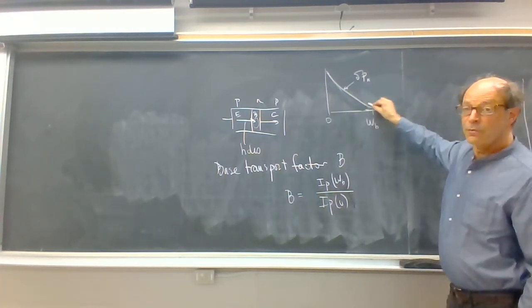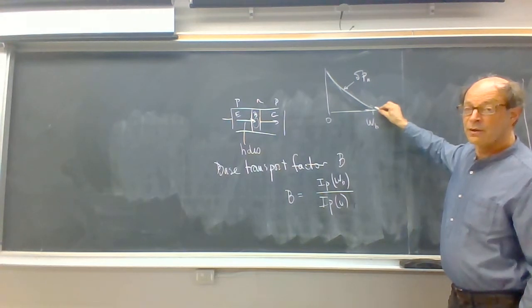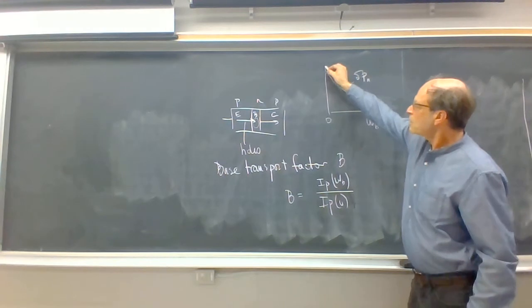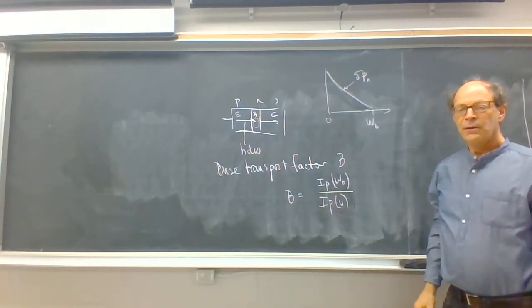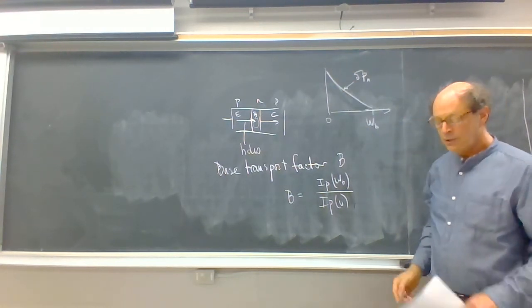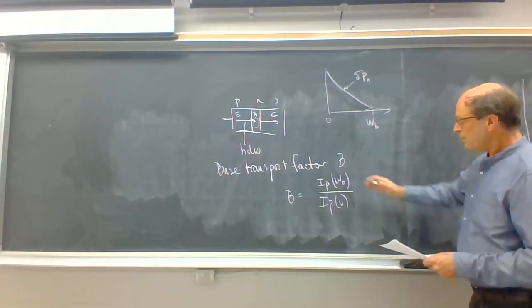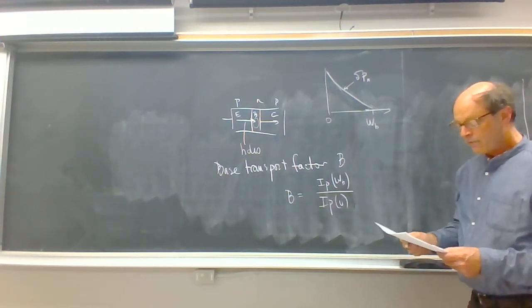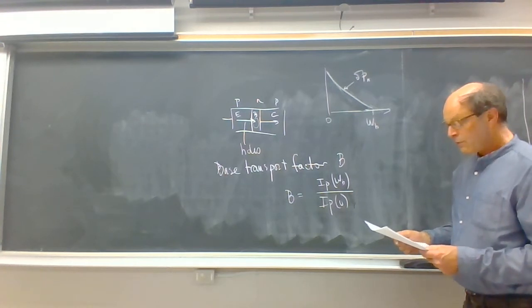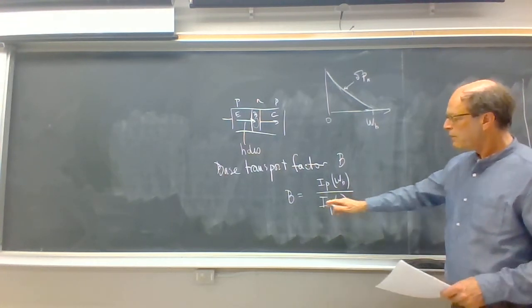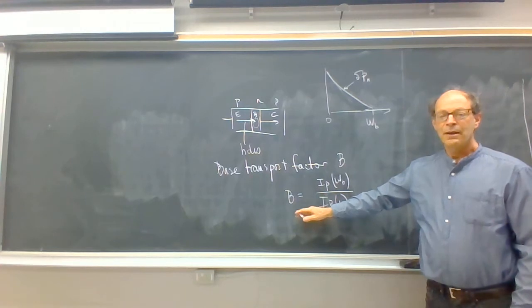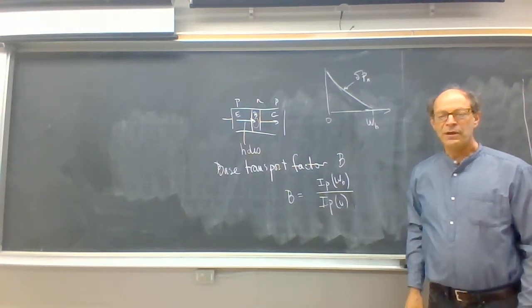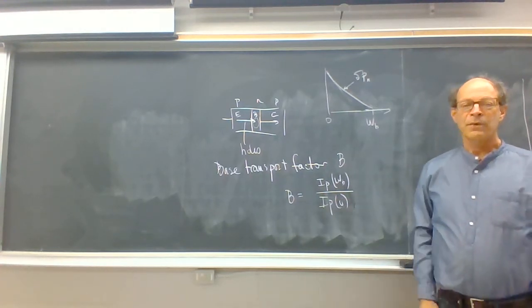So the slope here, which can be used to calculate the current flowing out of the base, is compared with the slope here representing the current flowing into the base. So that ratio is what we call the base transport factor. And of course, the best possible value of B would be 1. And in a real transistor, B is always less than 1, but hopefully not much less than 1.